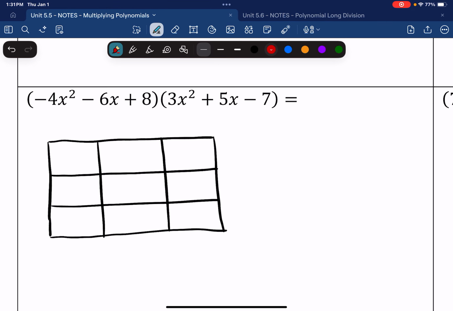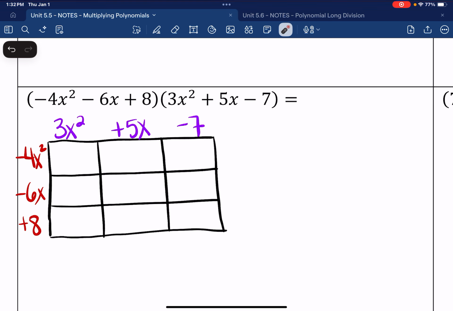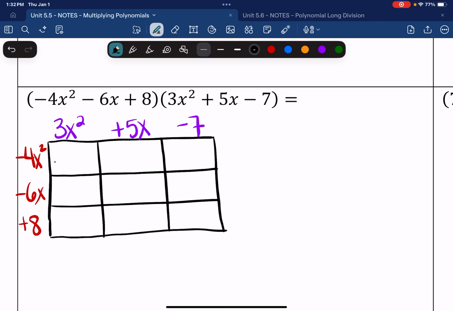So the first polynomial expression I'll put on the left side, it's negative 4x squared, our minus 6x, and then plus 8. And then across the top we have, let's use a different color, our 3x squared, our plus 5x, and then our minus 7. I just like colors. All right, so first box, 3x squared times a negative 4x squared. That gives us a negative 12x to the 4th power.